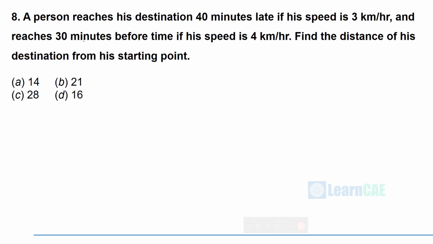Okay. Next question. A person reaches his destination 40 minutes late if his speed is 3 km per hour and reaches 30 minutes before time if his speed is 4 km per hour.